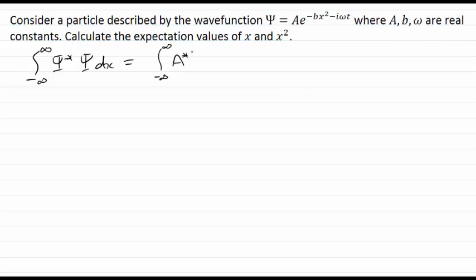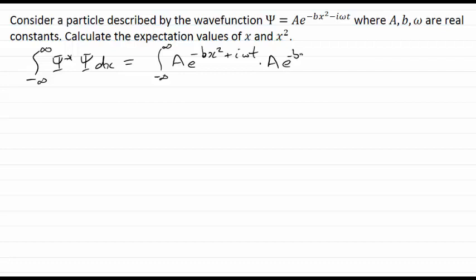That would be a star, but in fact we don't need to do that because we're told that a is a real constant. So a star and a will in fact be the same thing, but we need to make sure we're aware of that. Then e would be to the minus b star, but again b we're told is real, so that can just be b times x squared. But this minus i omega t, again omega is real, so the complex conjugate of that will be plus i omega t.